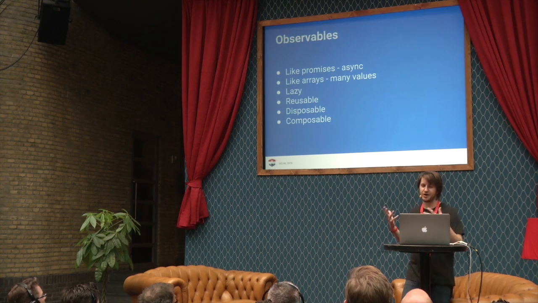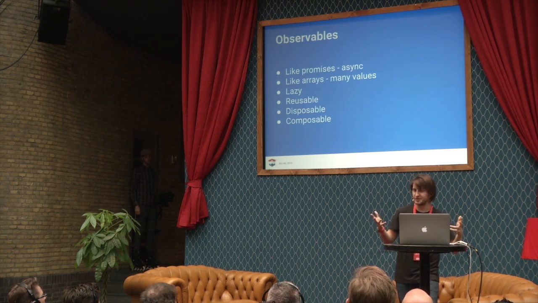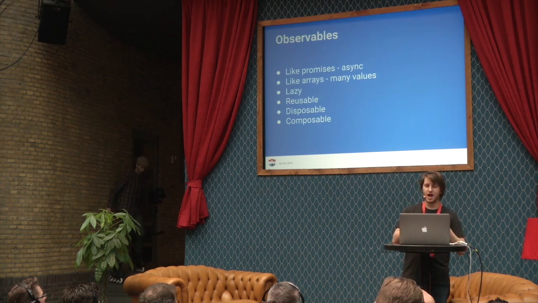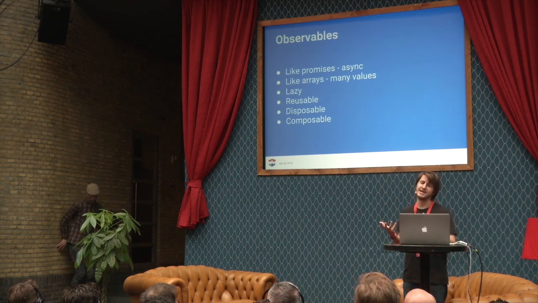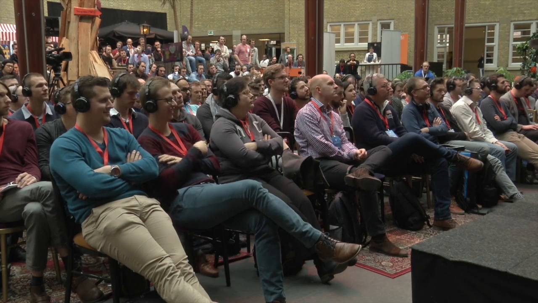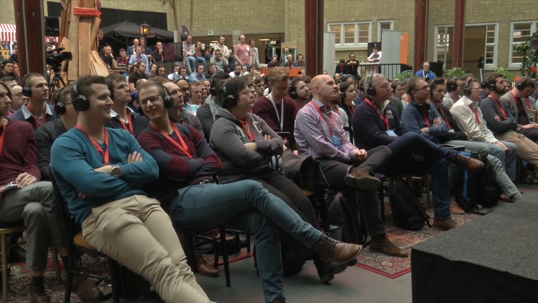They're a new primitive. They're a little bit like promises in that they deal with asynchronous things. So you've probably used promises. Good, that's great. Observables are like promises plus more. They're also like arrays. So unlike a promise, they'll deliver multiple values, right? So an observable can give you one or many values.